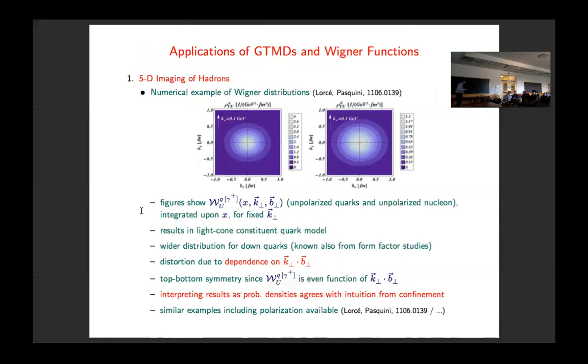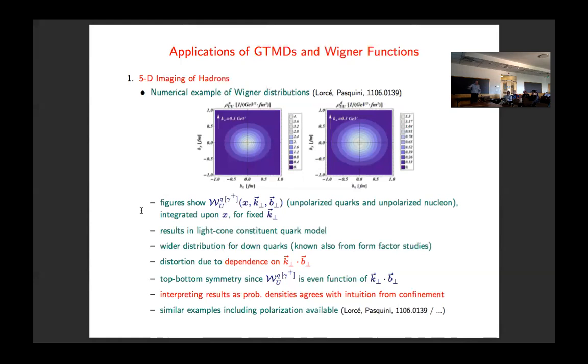So let me now come to the point. Why do people like to discuss this? And I want to bring up 2 points. So the first, of course, is you can try now to do 5D imaging. Here's a numerical example of such a Wigner distribution. What is shown here is the Wigner distribution for unpolarized quarks in an unpolarized nucleon, the simplest case you can think of. Here for U quarks, here for D quarks, in a certain model, integrated over all x, and in either case, we have a fixed transverse momentum of 300 MeV along the positive y direction.